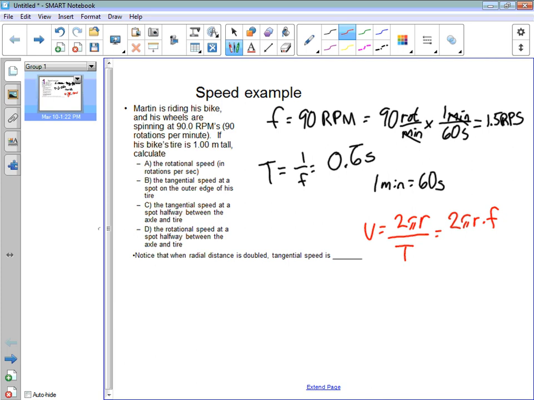You can use either one of those equations. Either one of those would be just fine. Okay?